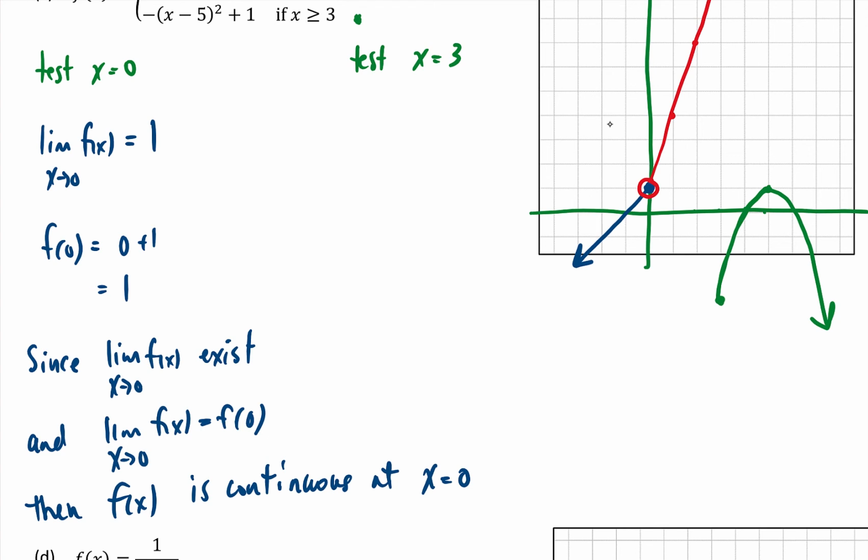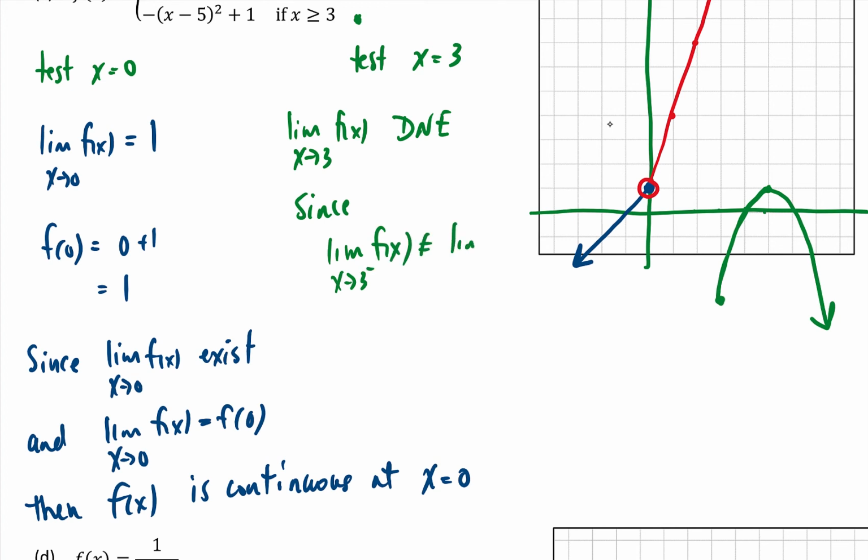So let's test x equals 3 now. Well, this one we can see right away that the limit as x approaches 3 of f of x does not exist. And why doesn't it exist? Well, that's since the limit as x approaches 3 from the left of f of x does not equal the limit as x approaches 3 from the right of f of x.